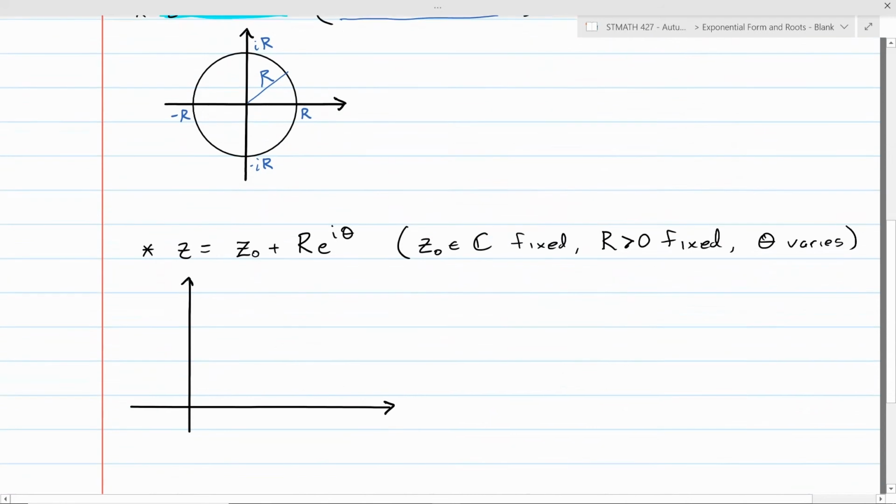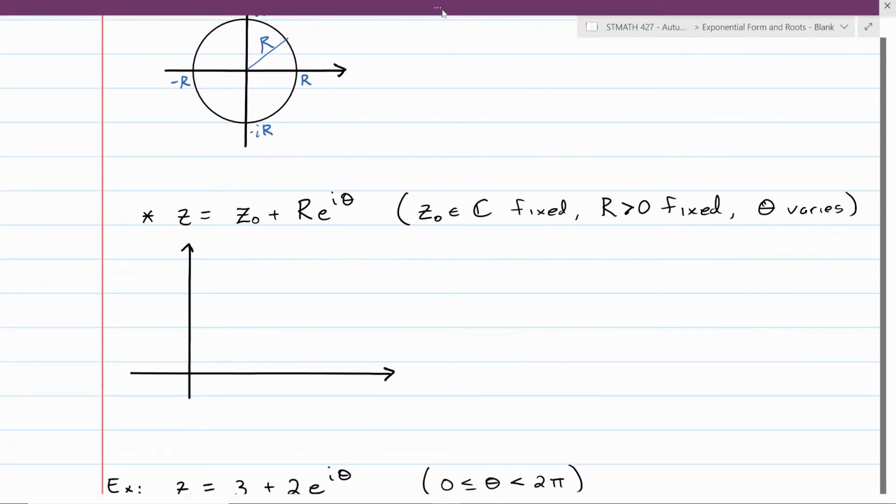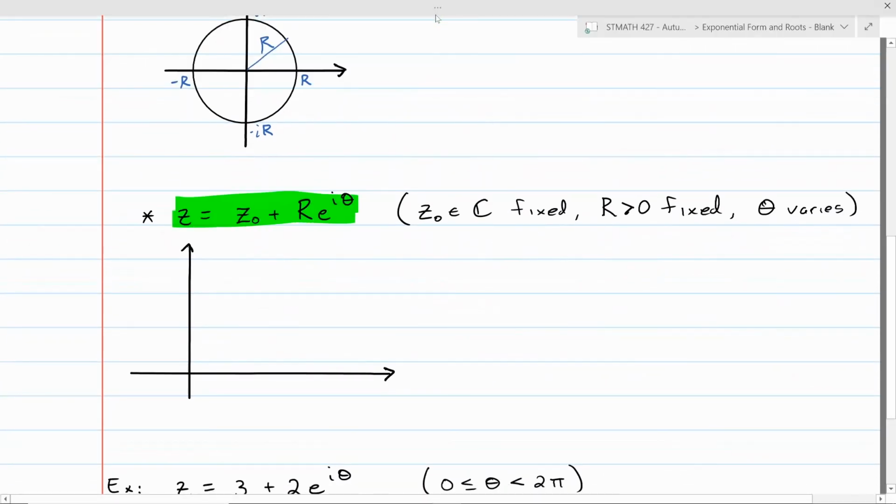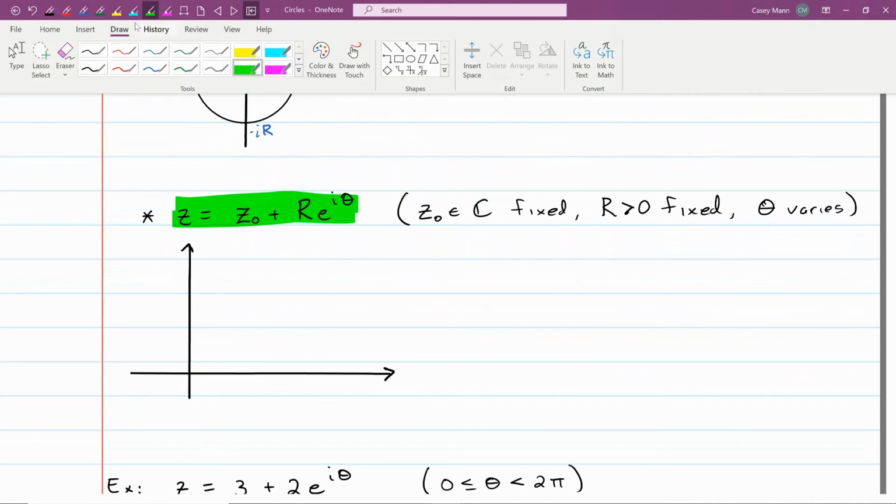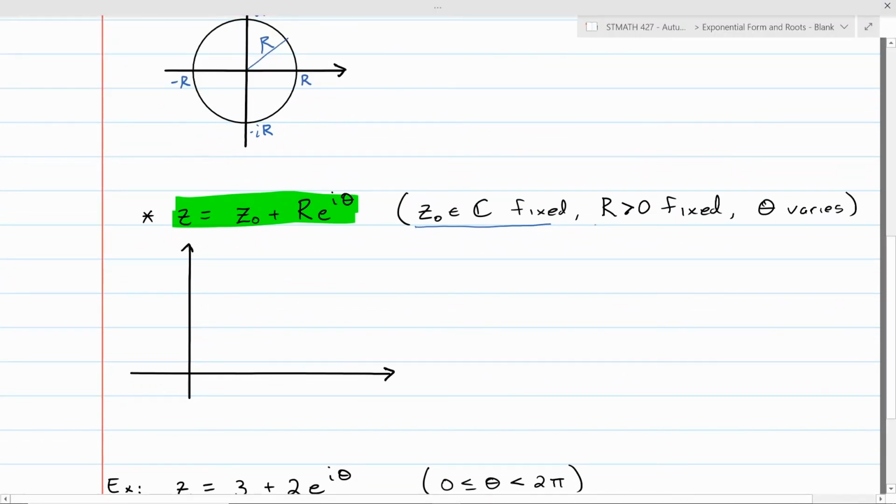And then lastly, if you see an equation of this form, where z naught is a fixed complex number, r is again a fixed positive real number, and theta is the variable, the parameter, then this time you're going to get a circle that's been scooched over by the vector z0. Remember, we can think of z0 as a vector. So let's say here's z0. Centered at z0, I can draw a circle of radius r.